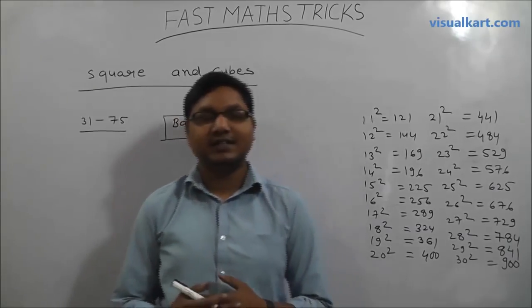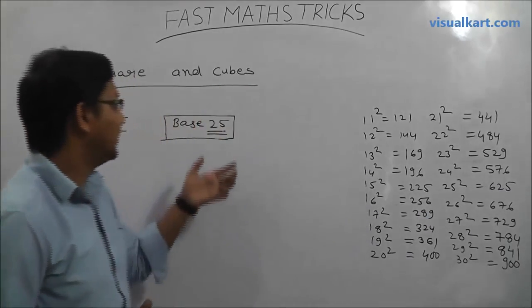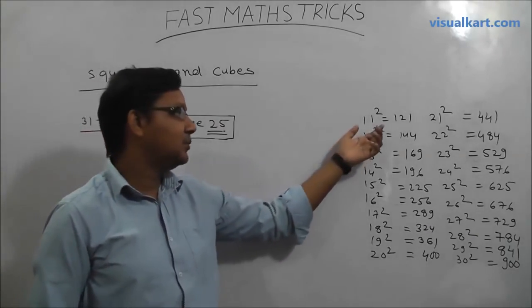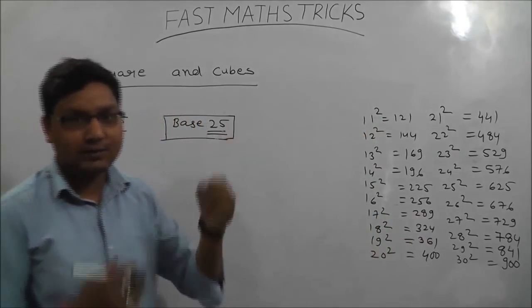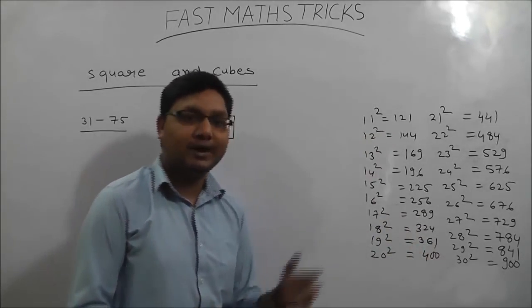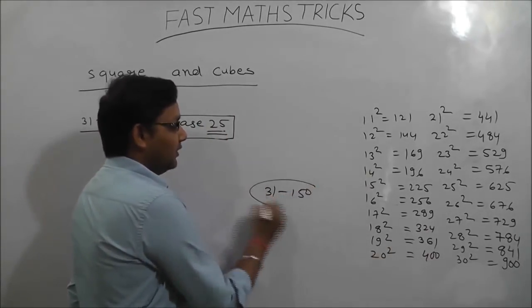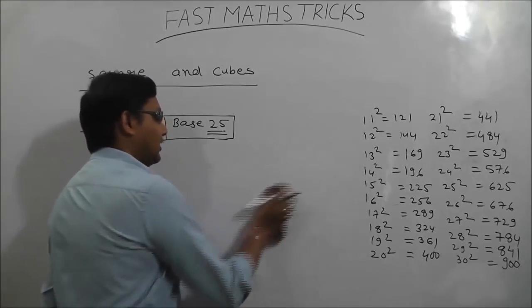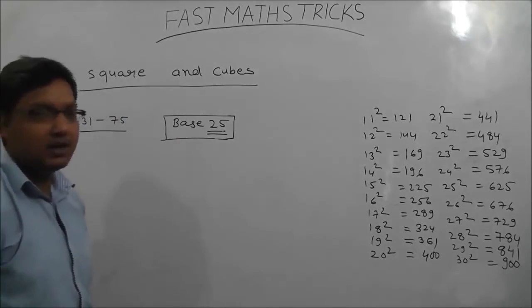125. So friends, let's move on to our next topic of fast trick maths, that is squares and cubes. In squares and cubes we have to just remember the squares from 11 to 30, because I am supposing that you know the squares from 1 to 10. By knowing these squares we can find the squares between 31 to 150. You can easily tell the squares between 31 to 150. So let's first see the squares from 31 to 75, and then we will see from 76 to 150.